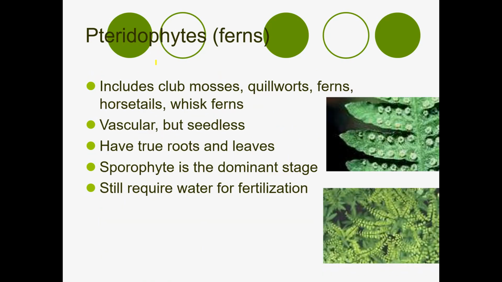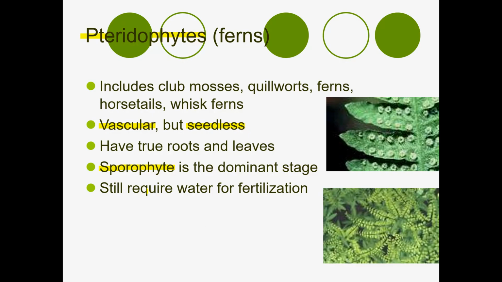Our next group, moving up on that evolutionary ladder, we have our pteridophytes, or our ferns. And these guys are going to be seedless vascular plants, okay? Now what that means is they don't have a protected embryo. They're still going to have egg and sperm come together to make a baby fern, but that baby's not going to be protected inside of a seed coat, okay? This is also the first group to have true roots and leaves. This is the first group to have a dominant sporophyte, but they don't have pollen.